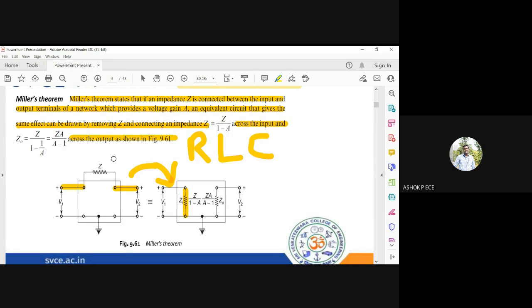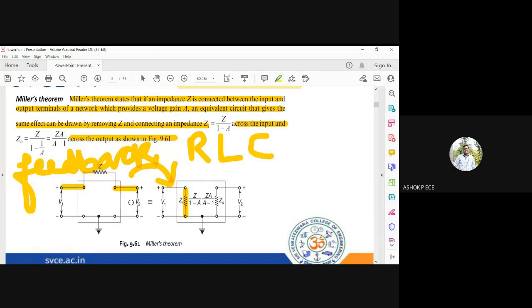And remember, any component present between input and output, you give the name for that component as a feedback element. This Z is a feedback element. Feedback means it can take some portion of output and give it back to input. So this Z is going to act like a feedback element, and this Z is going to make things difficult for me.